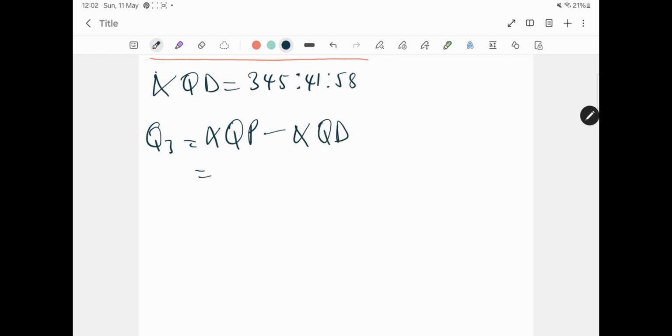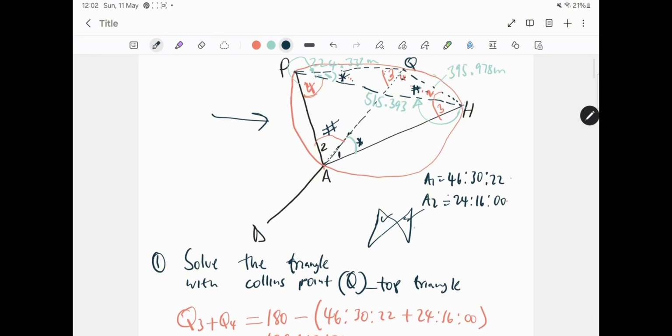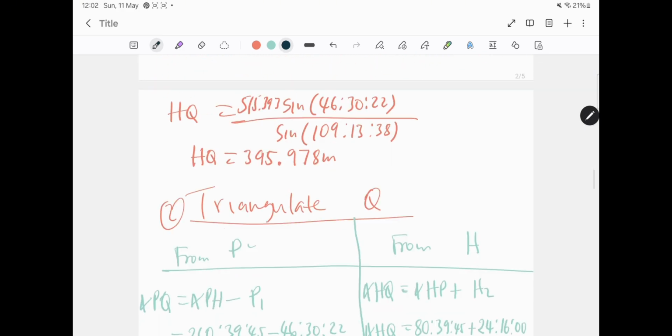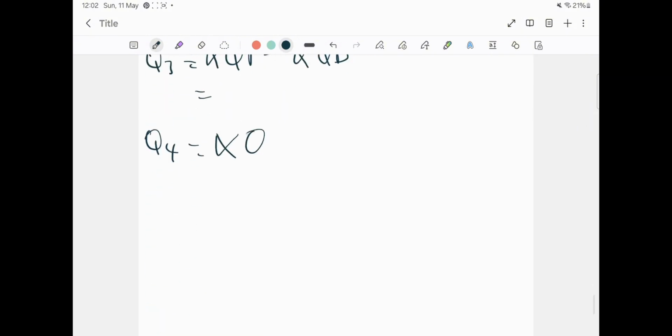You get your answer. Q4, which sides are enclosing Q4? Remember, I'm moving to the right. So Q4 is QD and QH. So it's going to be QD minus QH to get this Q4. QD minus QH. So it's going to be bearing QD minus bearing QH.